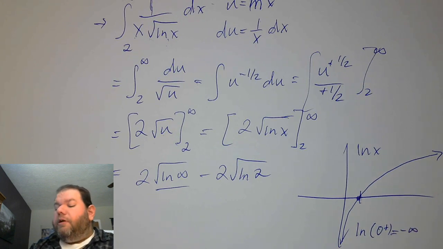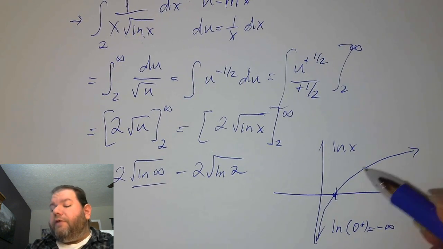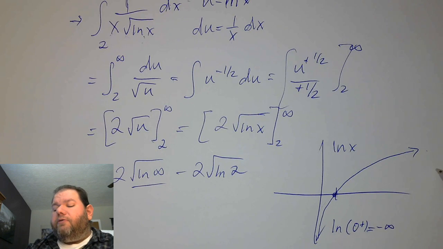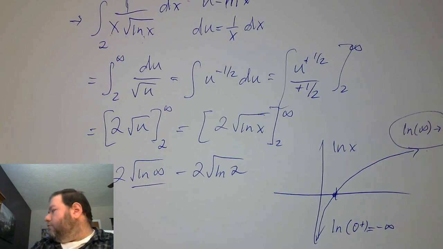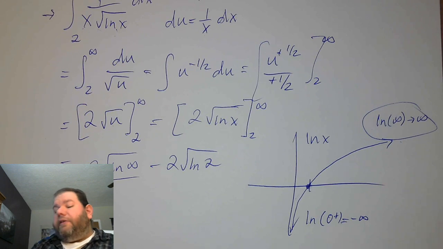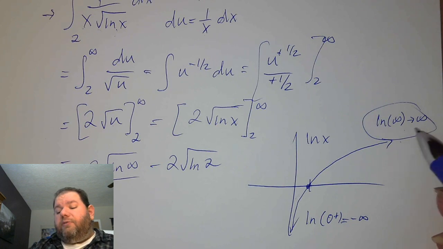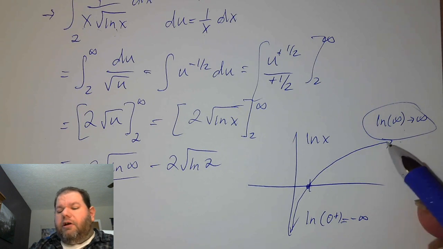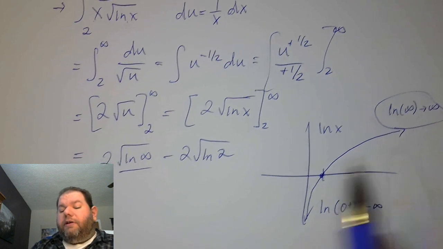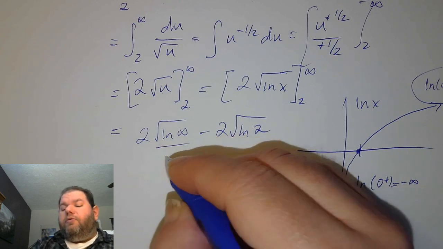Specifically 0 from the right, so we want to keep that in mind. It goes to negative infinity, and as the graph continues up here, as x goes to infinity, the y value goes to infinity also. So natural log of infinity goes to infinity. That's really the fact that we want to remember for logarithms: as we continue towards infinity, the value of the logarithm goes towards infinity also. And so that means that this result will still be infinite.